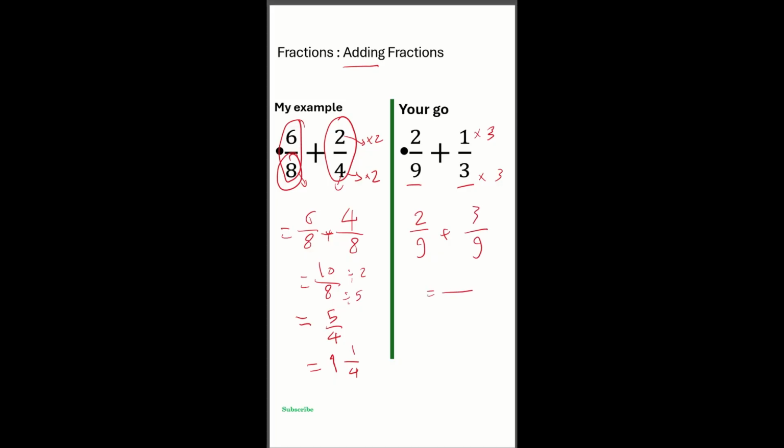That will give me 2 plus 3 is 5. And we leave the denominator as it is. So it's 5 over 9. And we are done. Can it be simplified? Well, no, because they are both not divisible by the same number. So it's 5 over 9. 5 is a prime number, so it's only divisible by itself. And that's your answer. Hopefully you got that.